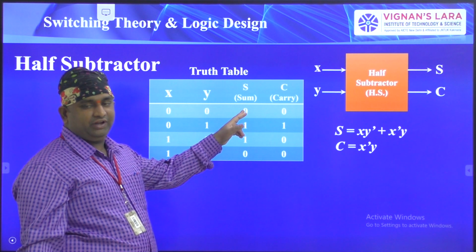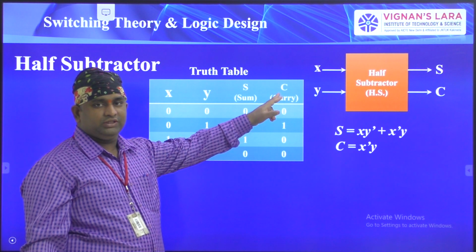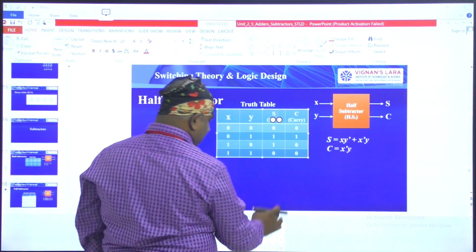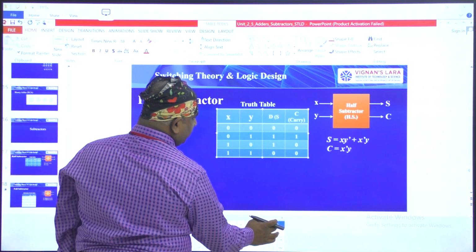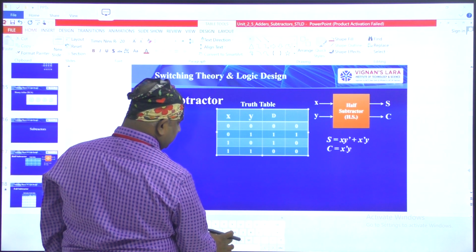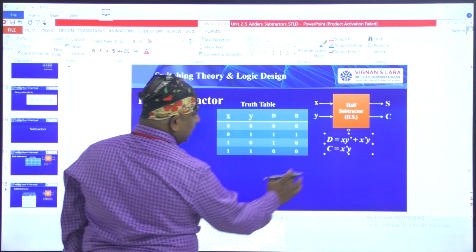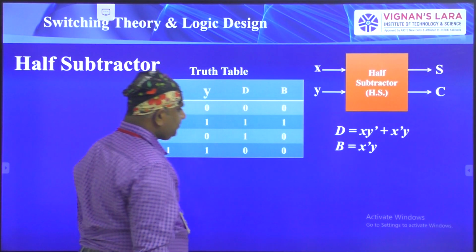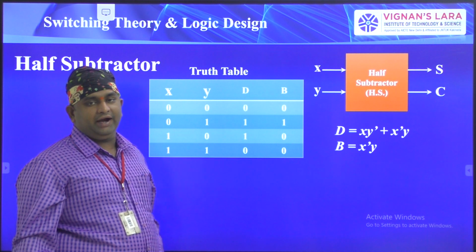Here we have to write down this one as difference and this one as borrow. That is very, very important. In the previous classes we have written this one as sum, because then we were doing the addition operation. Now here we are doing the subtraction operation, so for that reason we have to write difference and borrow.